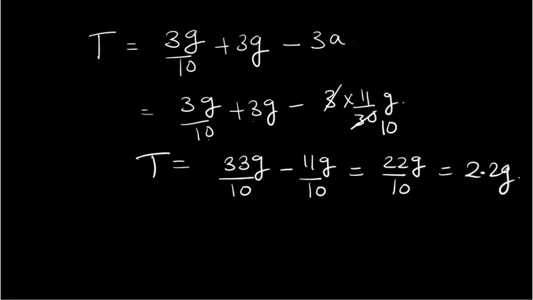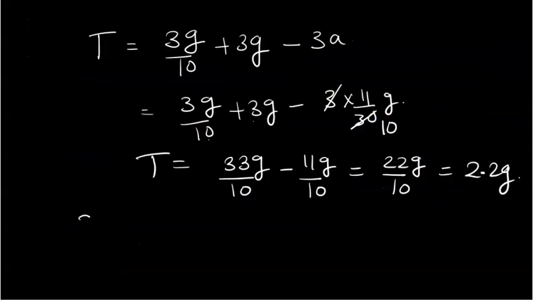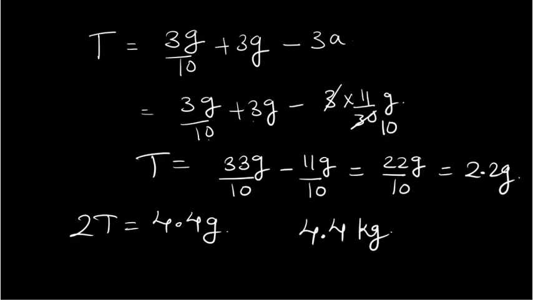Now we saw that 2T will be the measured one. So 2T will be 4.4 times g. Now if I divide it by the value of g, what I will get is the reading of the spring. So the reading of the spring will be 4.4 kg. So this is the answer.